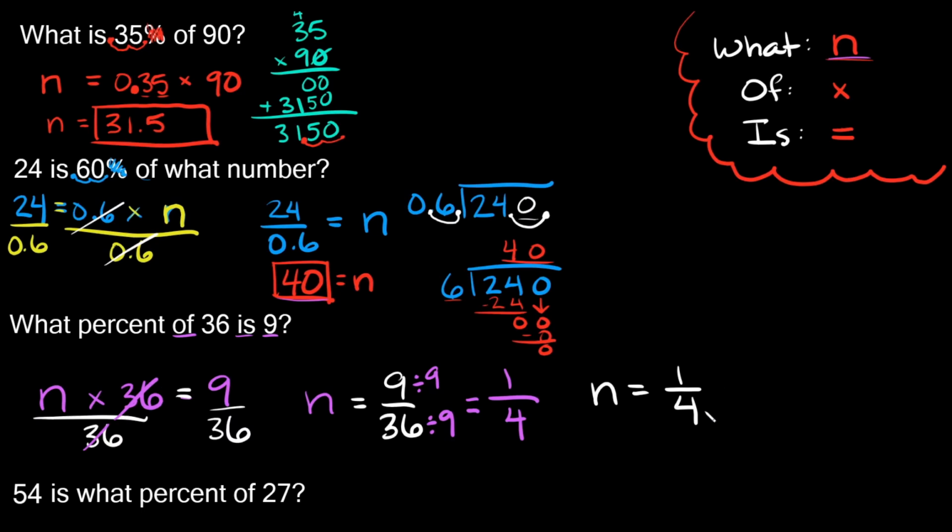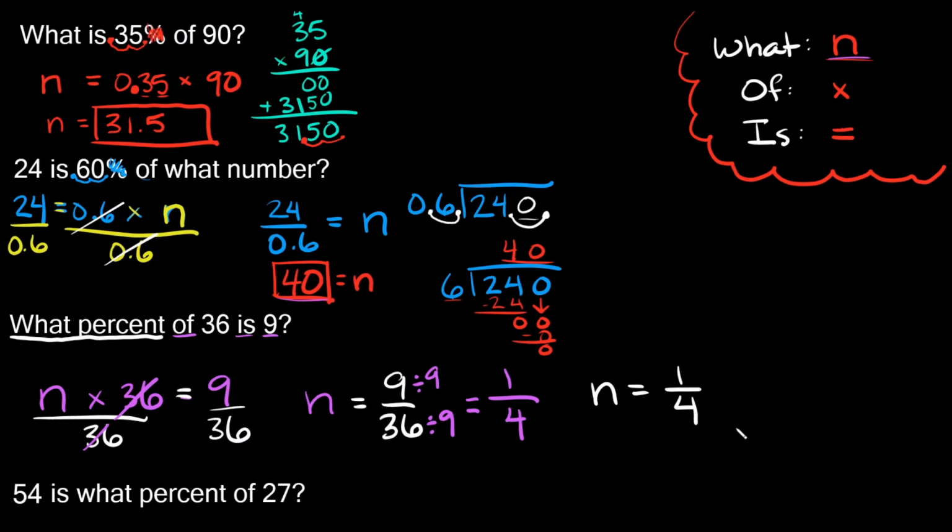Now, is this our final answer? No, because remember, it asks what percent, right? 1/4 is a fraction. This is not a percent, this is a fraction. So how do you convert a fraction to a percent? Well, first you have to turn it into a decimal, and then we can turn the decimal into a percent.